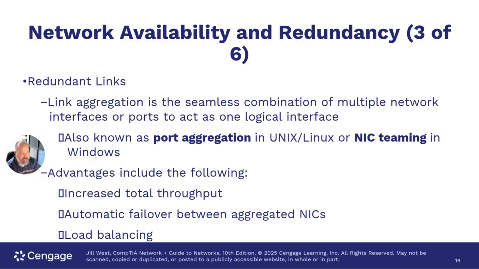Link aggregation is like having multiple lanes on a highway instead of just one. You combine multiple network interfaces to act as one logical interface, and it goes by different names. Port aggregation on Unix and Linux because they like to be different, or NIC teaming on Windows because Microsoft likes Teams. The benefits are more throughput, automatic failover, and load balancing. It's like having multiple checkout lanes at the grocery store, faster service, and if one breaks, you've got backups.